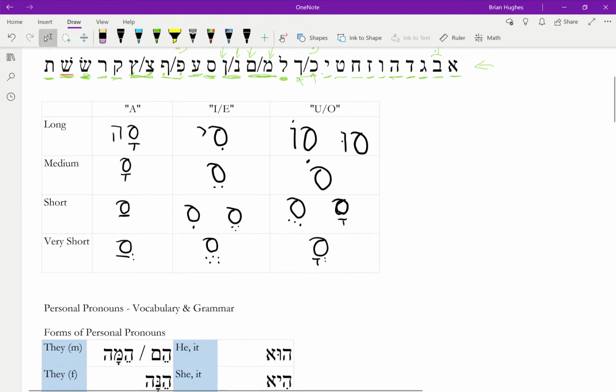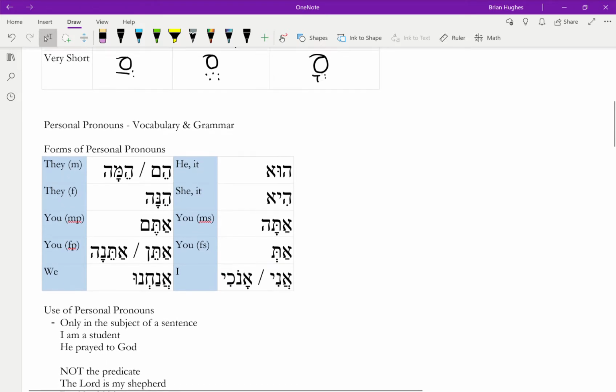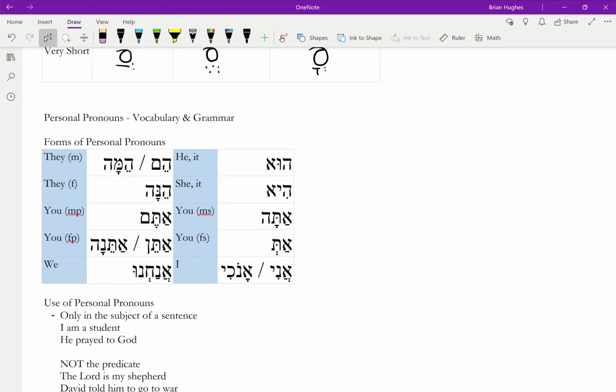All right, so that's some review. Now we're going to get into personal pronouns. So pronouns are words that stand in for nouns to avoid repetition.